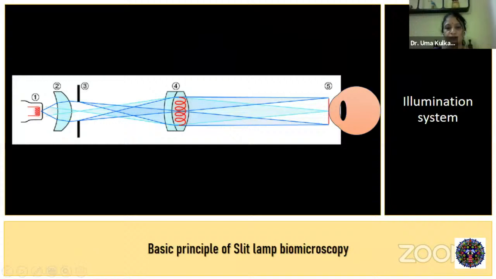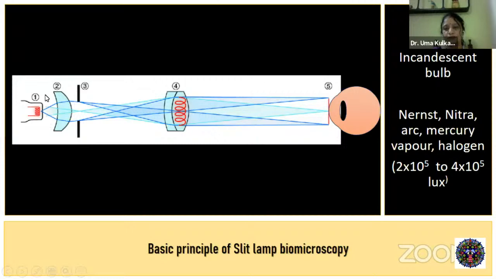We see that there's a bulb here, the illumination system. And like the ophthalmoscope and the retinoscope, several different forms of the illumination system have been used. The currently used one is the halogen. In the last class, somebody asked me what is the illumination that you get in indirect ophthalmoscopy. I really could not find it. But for this, I found out it is 2 × 10⁵ to 4 × 10⁵ lux. I'm not sure what this means actually, but I know if I sit on the other side of this slit lamp, I will know how bright it is.